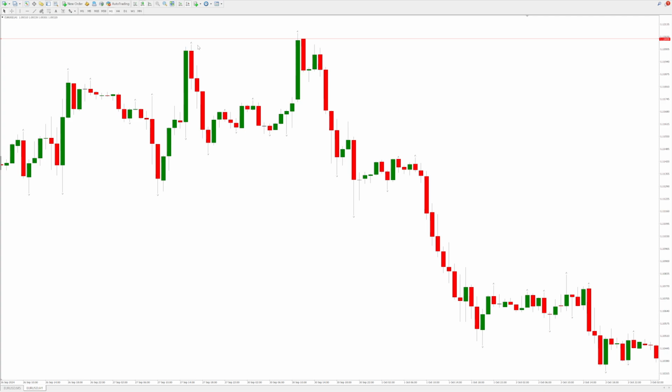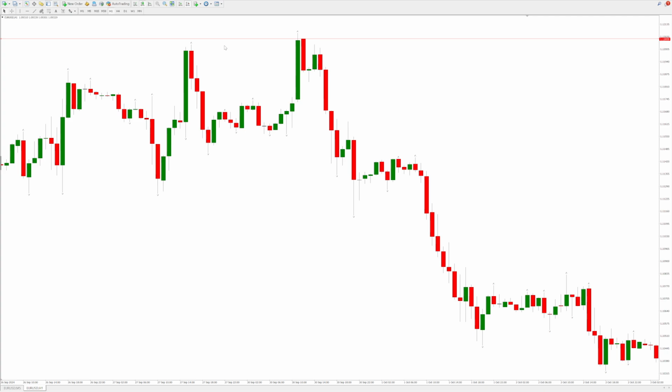So the fractal is telling us, basically when the fractal is above price, you're going to be looking to sell. When the fractal is below price, you're going to be looking to buy. It's not on every single bar. You just need to look back at the last fractal arrow and decide from there if we are going to be looking to sell or to buy.